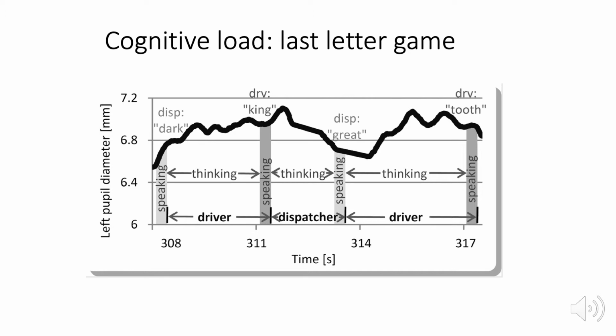Even on the order, this is 308 to 317, so this is about 10 seconds, right? About 10 seconds, and you see a rise, a drop, and a rise. So you can really get a fine understanding of what exactly happens with cognitive load as a task progresses.